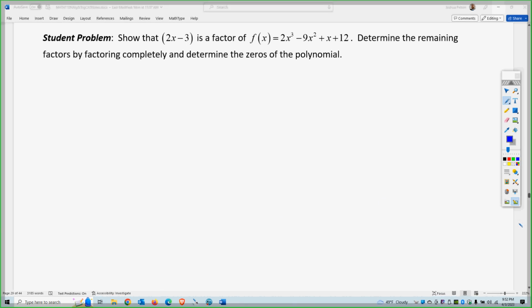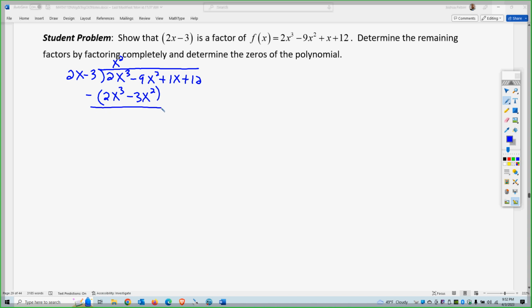Okay, so if I do this one with long division, I get 2x minus 3 divided into 2x to the third minus 9x squared plus 1x plus 12. Let's see. So times it by x squared: x squared times 2x is 2x to the third, x squared times negative 3 is negative 3x squared. If I subtract, I get negative 6x squared plus 1x when I drop that down.